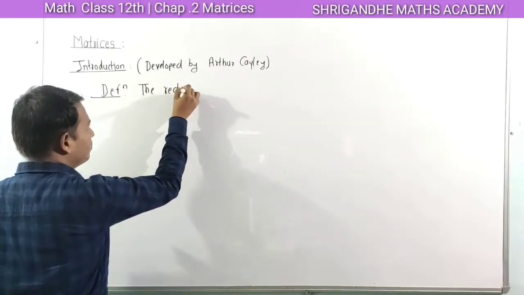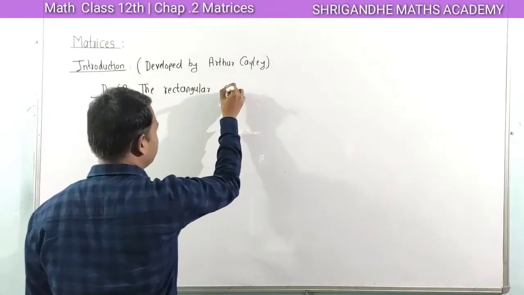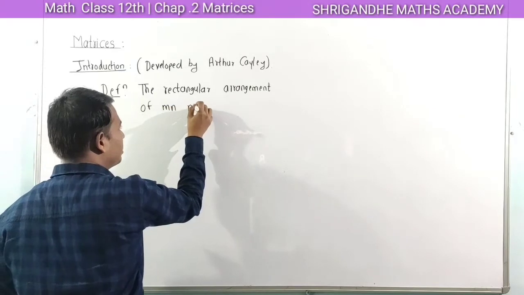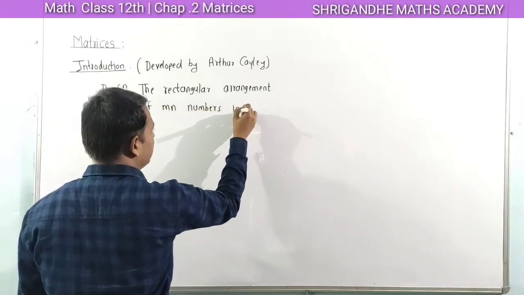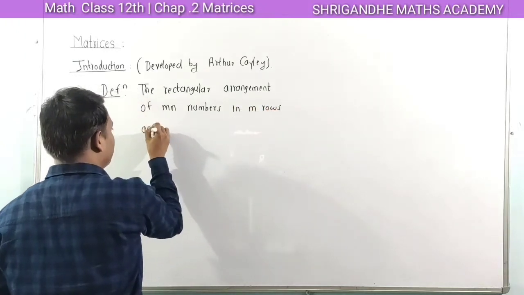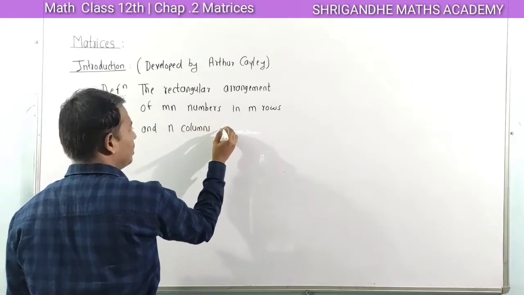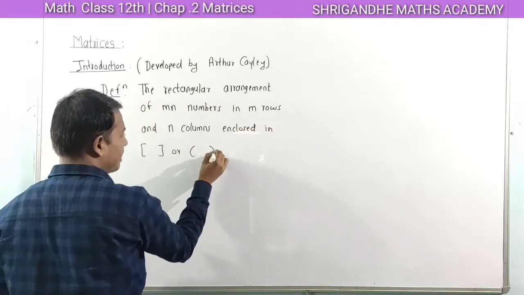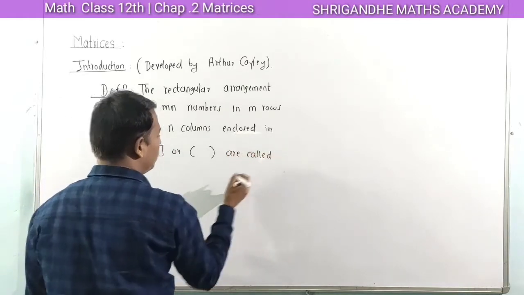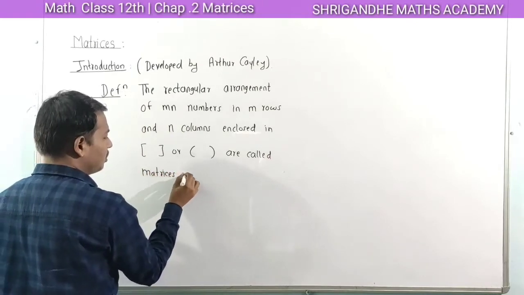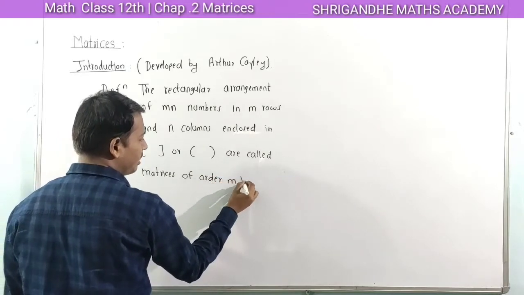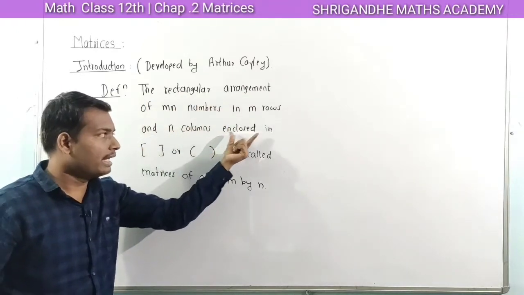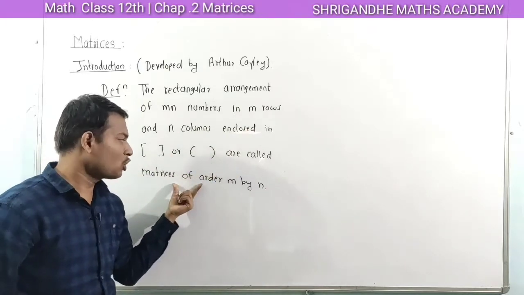The rectangular arrangement of mn numbers in m rows and n columns enclosed in square bracket or open bracket is called a matrix of order m by n.